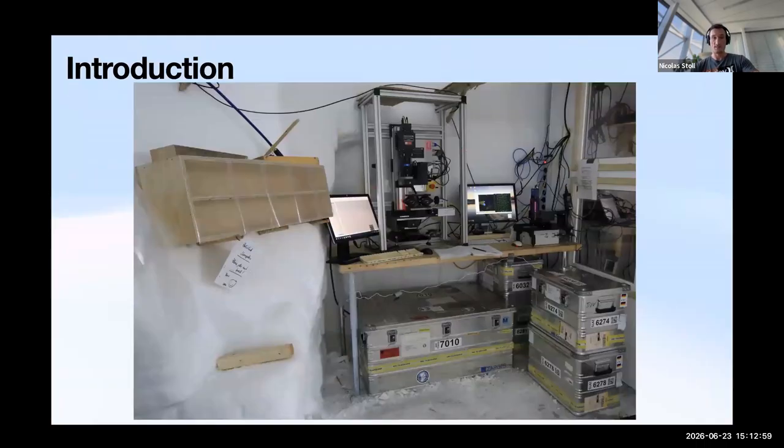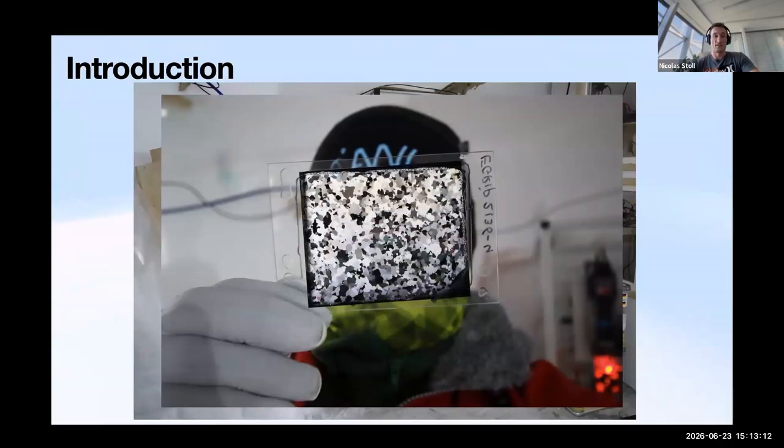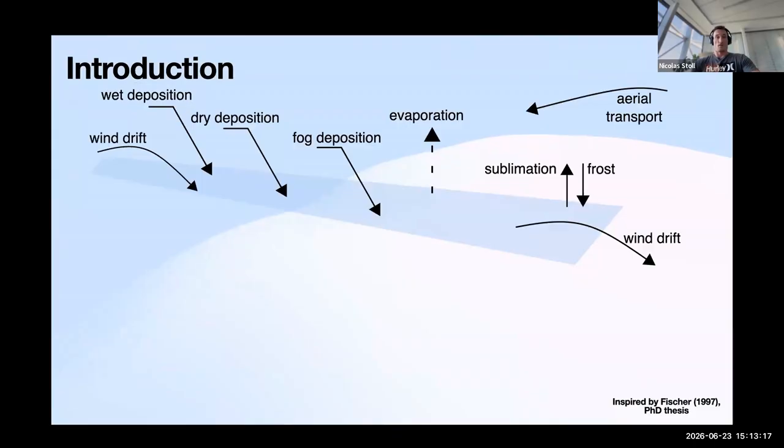And this is, for example, a setup in Greenland where we did some analyses in the field for weeks to months, and we make thin sections out of the ice. You can see this here, 300 micrometers, and then you can really analyze every single crystal in there and look at its orientation.